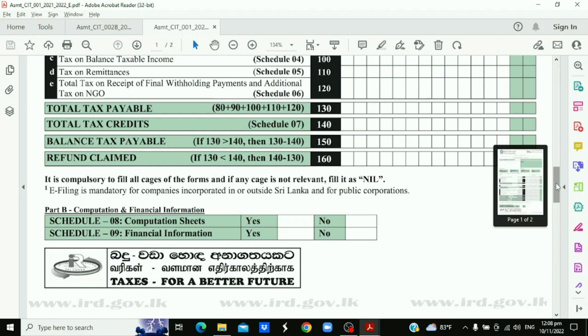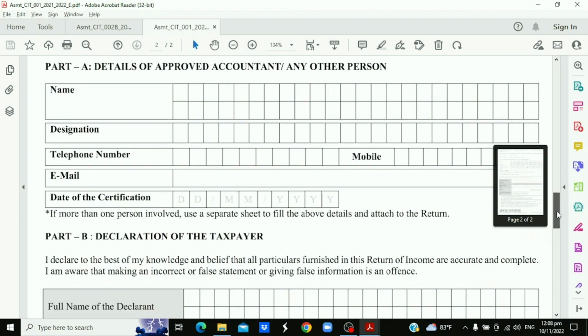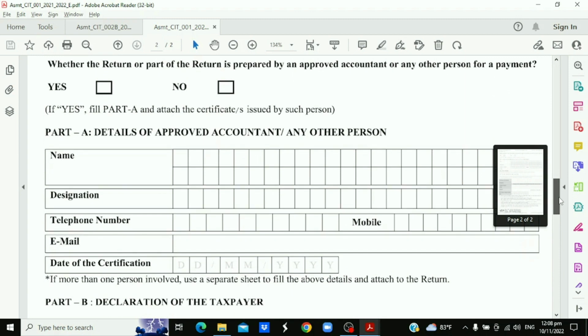Then we can move into the declaration side. Section 2 is relevant for this. Here there are two parts. The first part relates to the preparer, and the second part relates to the person who declares this tax return. First we discuss the first part, thereafter we move into the second part. Sometimes some other person may be used to complete this return by being paid some money. If so, you have to click yes.